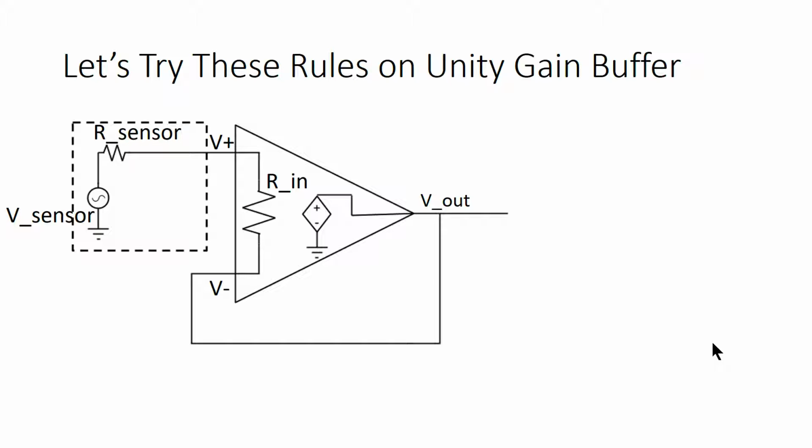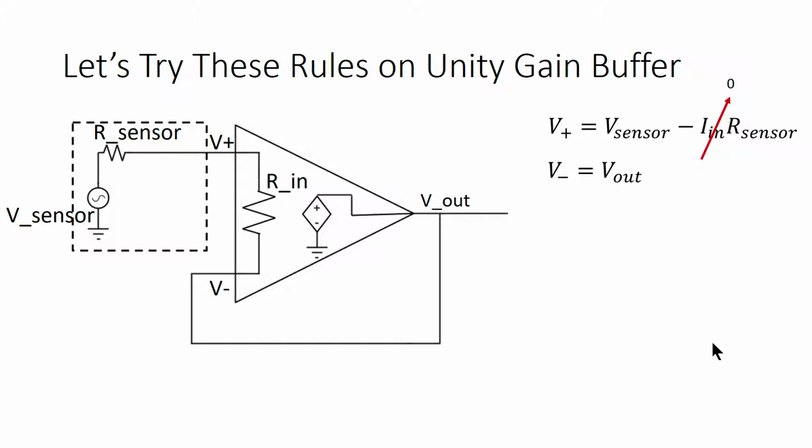Because we already know the results for a unity gain buffer, it's a really good platform for us to test these rules out and see if we get the same answer. So looking at this circuit, we can immediately tell that V plus is V sensor minus the voltage drop across R sensor. But because we know that In is equal to 0, we know that that voltage drop is 0. So V plus is equal to V sensor.